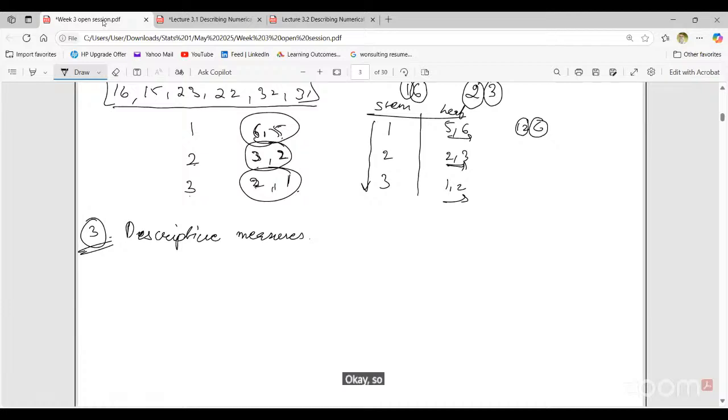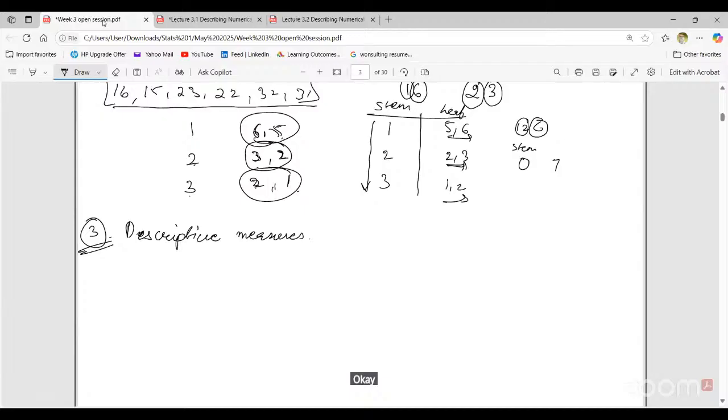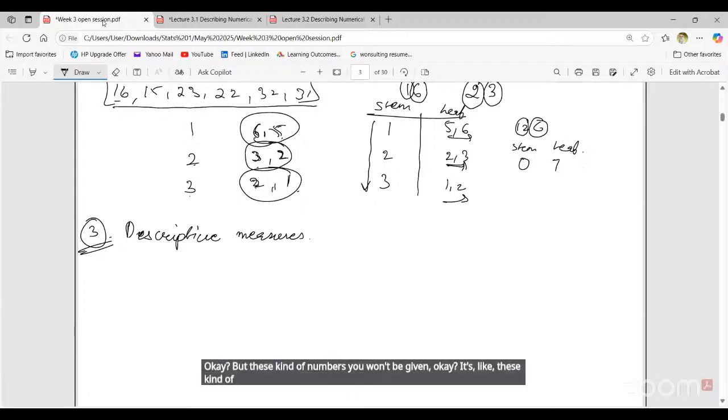One person was asking me about numbers less than 10, like 7. You can represent it with the stem as 0 and the leaf as 7. But these kinds of numbers you won't be given. Two-digit numbers like 16 will be given, so don't worry about it.